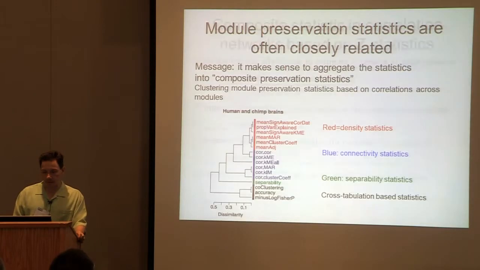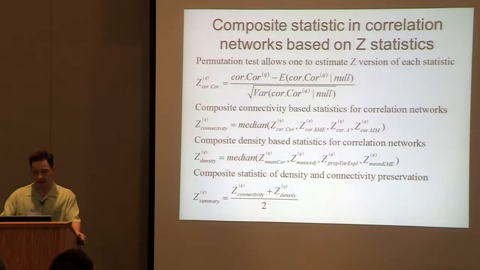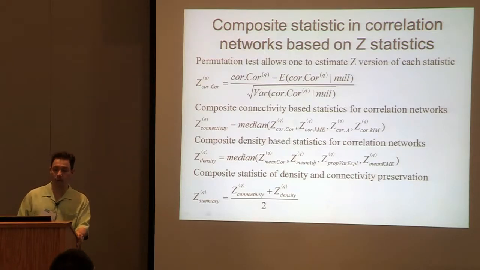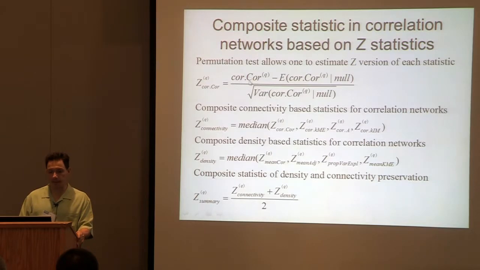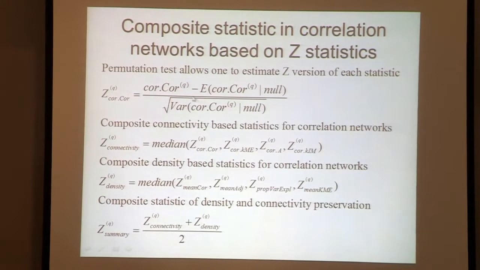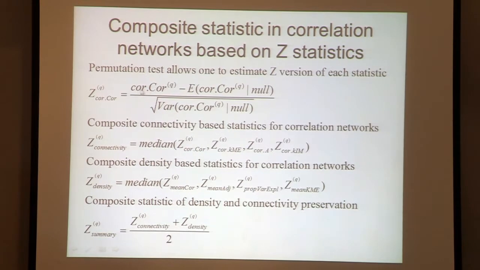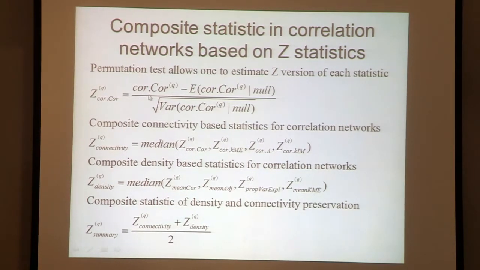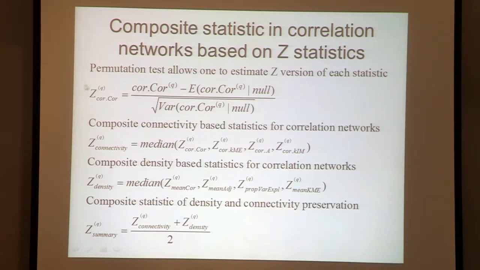So let me skip a few slides, and I just want to give you some details for one particular statistic, because there are some people here who are very good at math, and I just wanted to give you that as an insight. Let's say we have this one preservation statistic called cor.cor. Remember that's the correlation of correlations. And Q denotes the Qth module. Now cor.cor is an observed value, and let it be 0.9, highly preserved.